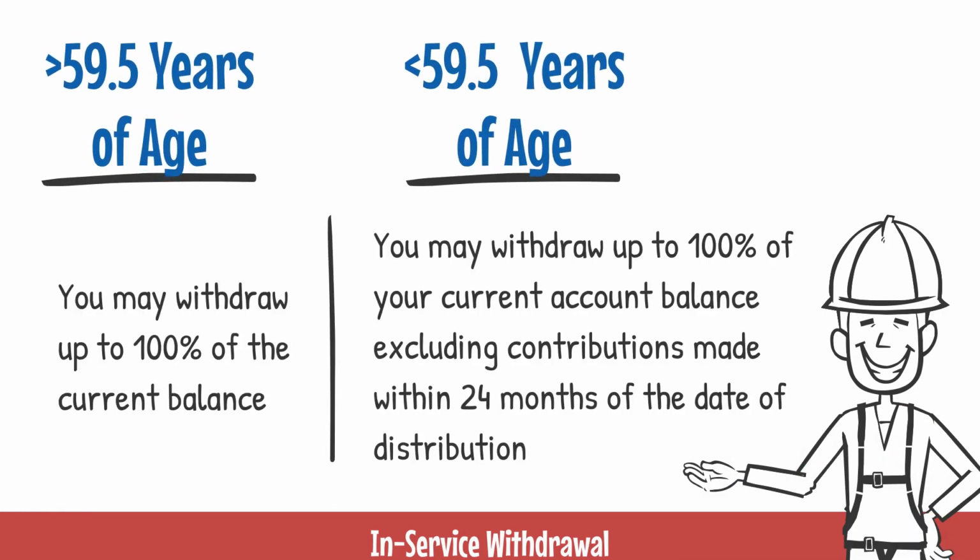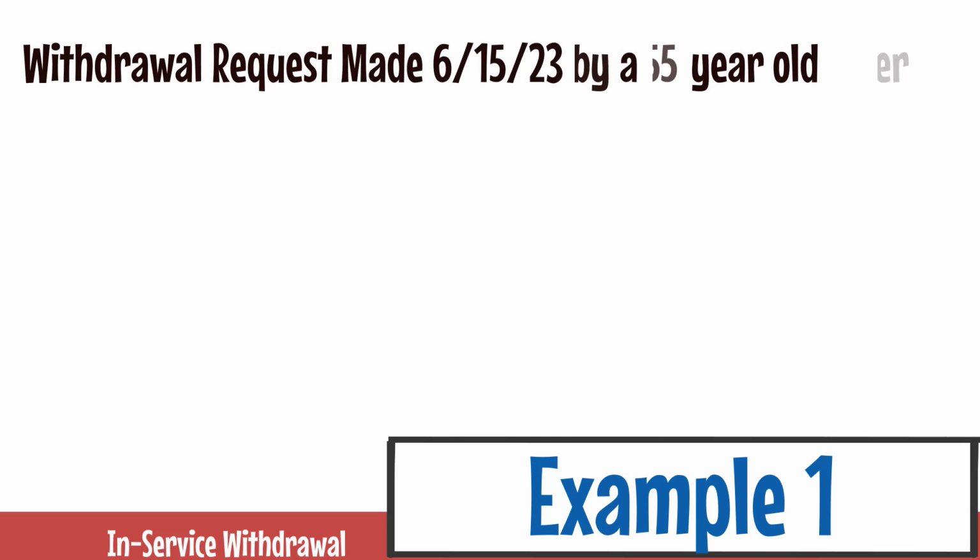If you are younger than age 59 and a half, you may withdraw up to 100% of your current account balance, excluding contributions made within 24 months of the date of distribution, and deducting the amount of any withdrawals you may have made previously. Please note that an in-service withdrawal can only be made once in a rolling 12-month calendar. Let's look at an example for a member who is 55 years old.